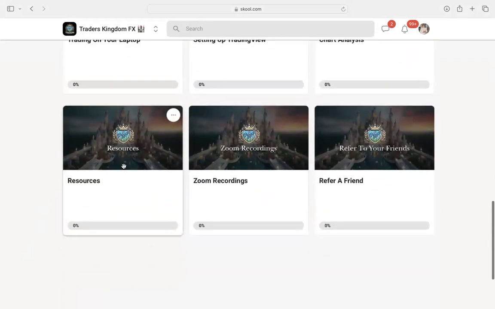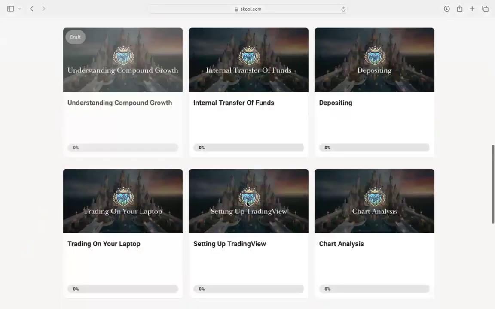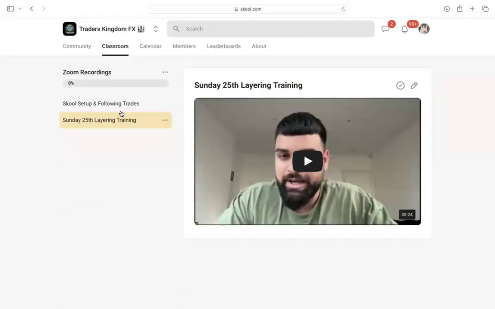So we've got the resources in here. We've got a full section on Trading in the Zone, the book, and the trading journal. Then all the recordings are in here. So when people say to me, Bradley, where are the Zoom recordings? They're in here, right? We're going to put the layering training we did in here, how to set up Skool, how to take a trade, everything like that.